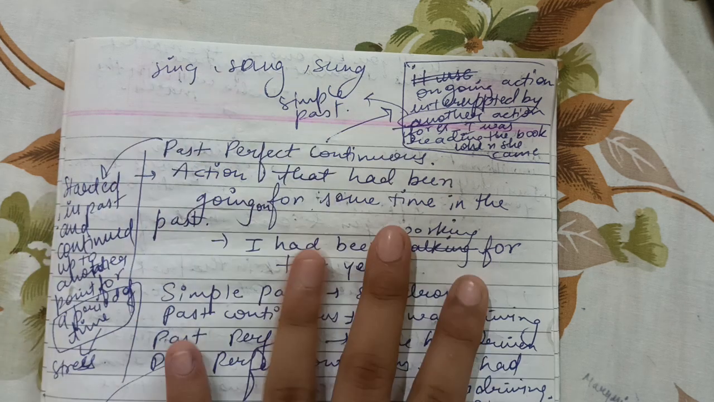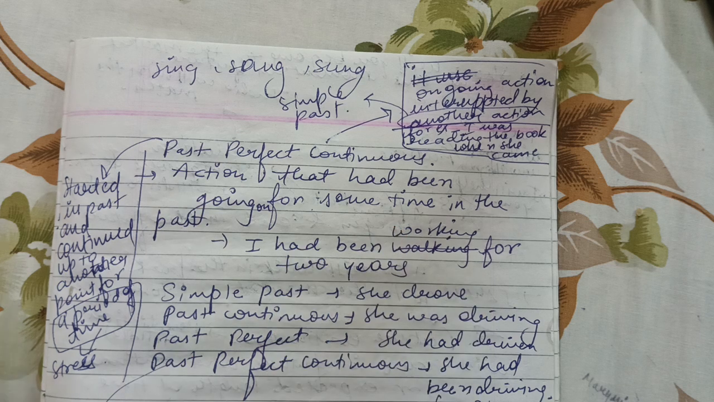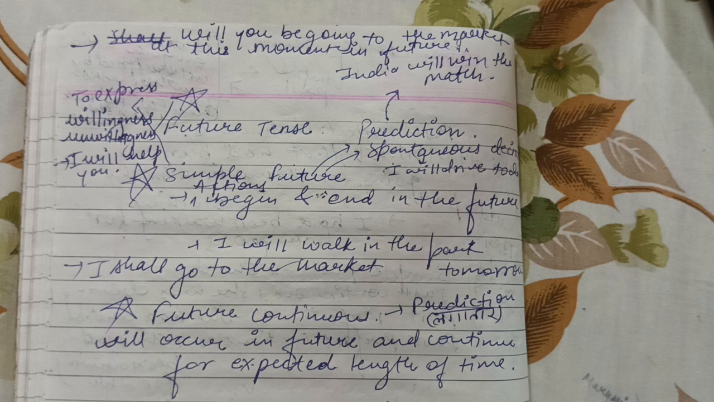Because if there is no time mentioned, no period of time mentioned, then we can easily use past continuous. Okay, I hope you understand. Now we are going to talk about the next tense, which is future tense.